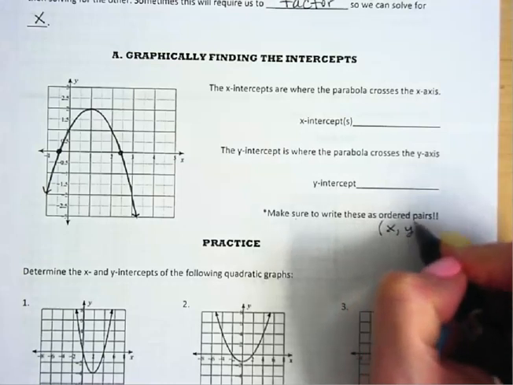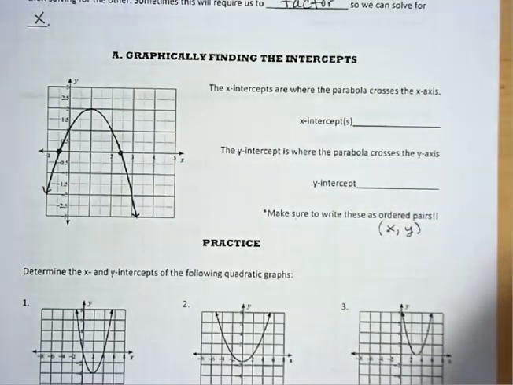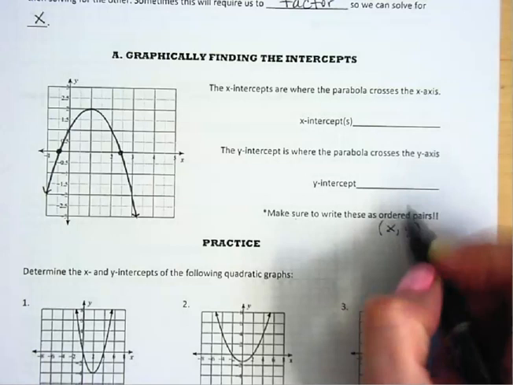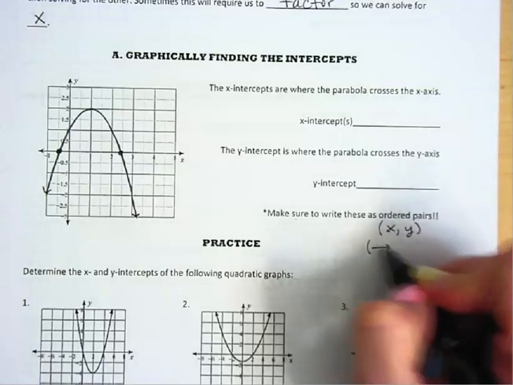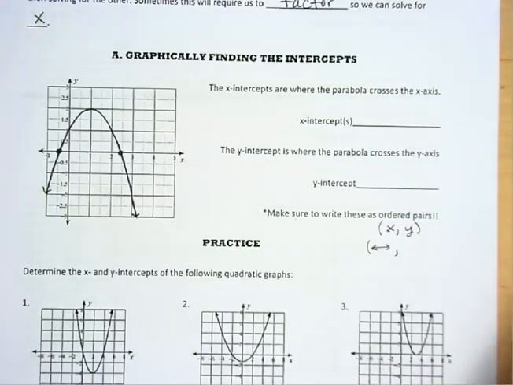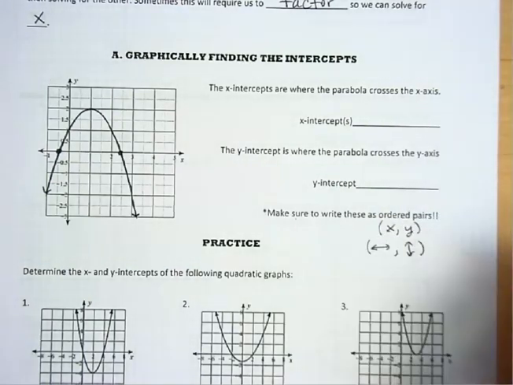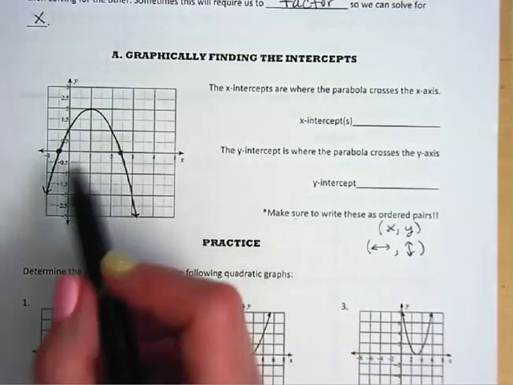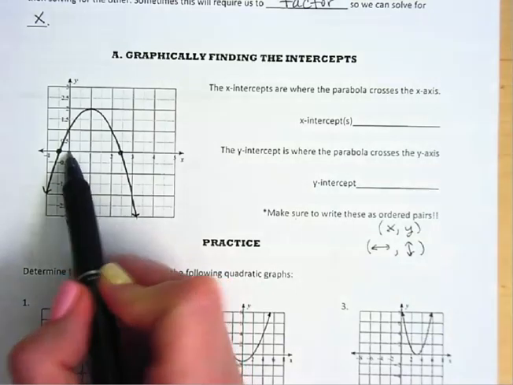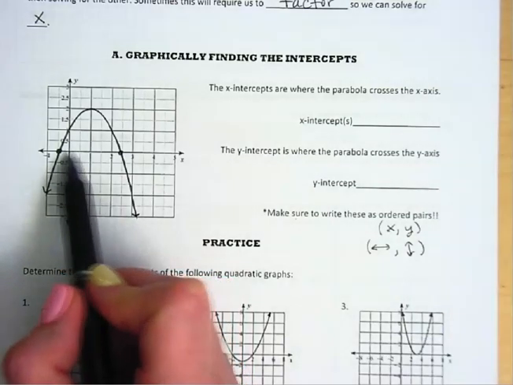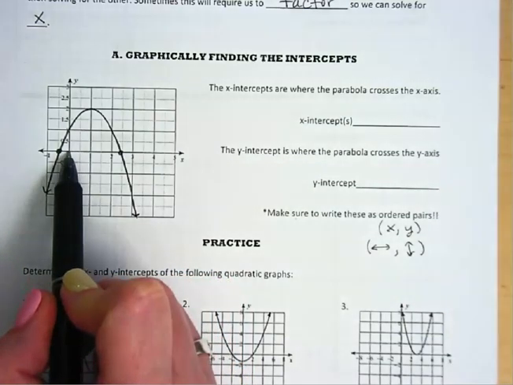These are written x comma y, where x is the left and right direction that you have to travel to get to your point, and y is the up and down direction that you have to travel to get to your point. And what I mean by that is when you start at 0, 0, so here's my origin, how far do you have to go left and right or up and down to get to your point?